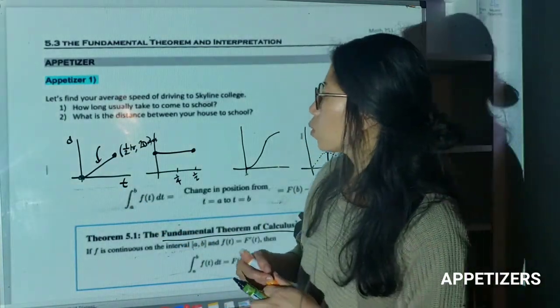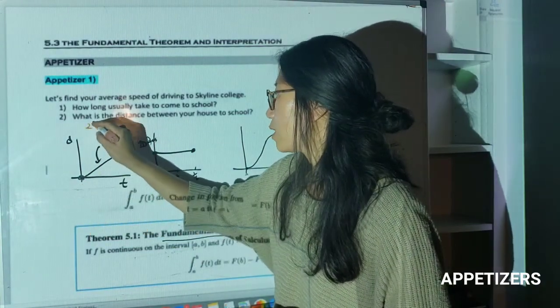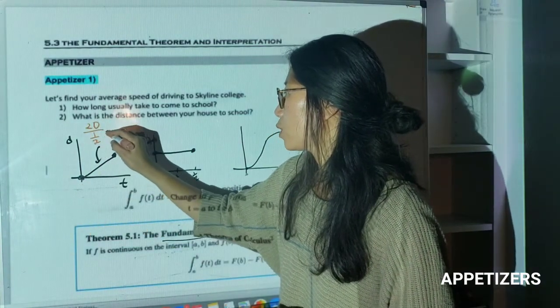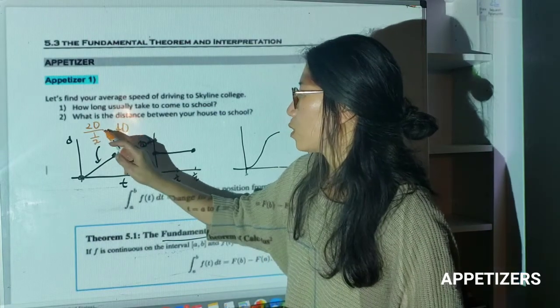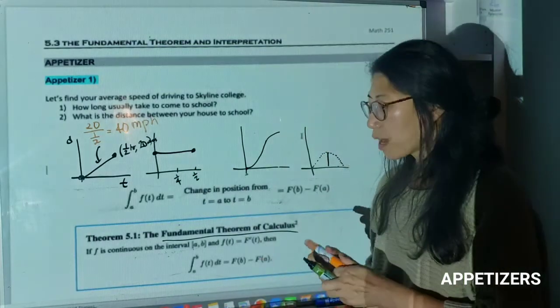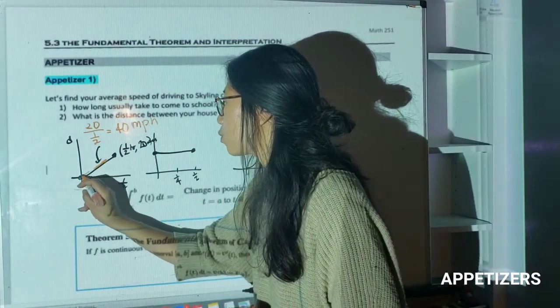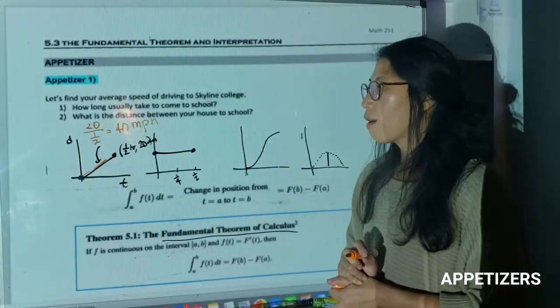So let's try to find the slope. In order to find the slope, this one minus 0 and this one minus 0. So I get 20 over 1 over 2, which is 40. The unit will be miles per hour. So I found the slope. This is going to be 40 miles per hour. And as you see, everywhere it is going to be 40.